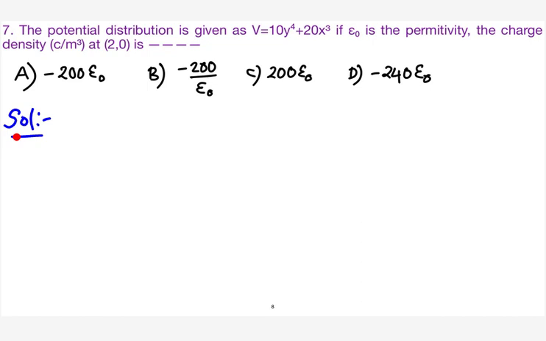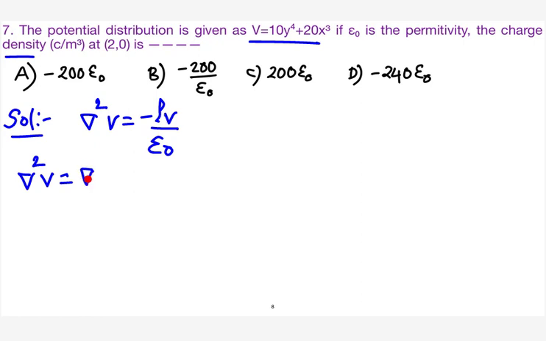It gives the relation between your electric potential and the charge density. So it is straight away the application of Poisson's equation, right? Del square V is equal to minus rho V by epsilon. This straight away gives the value of your rho V. So first find out del square V, which is basically nothing but the divergence of gradient.